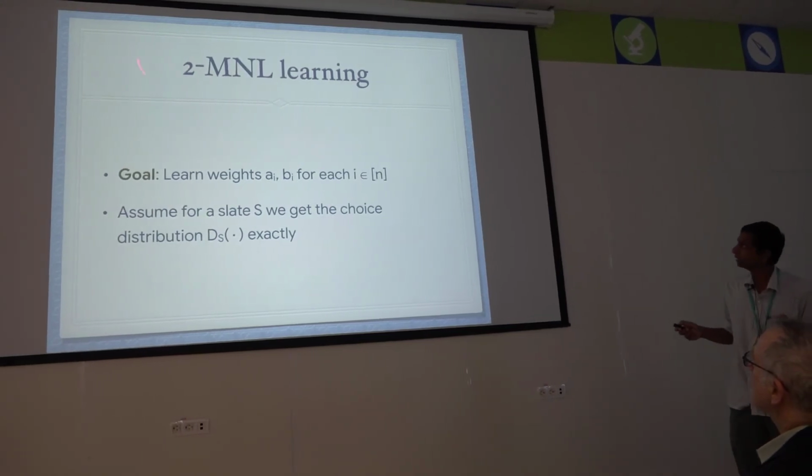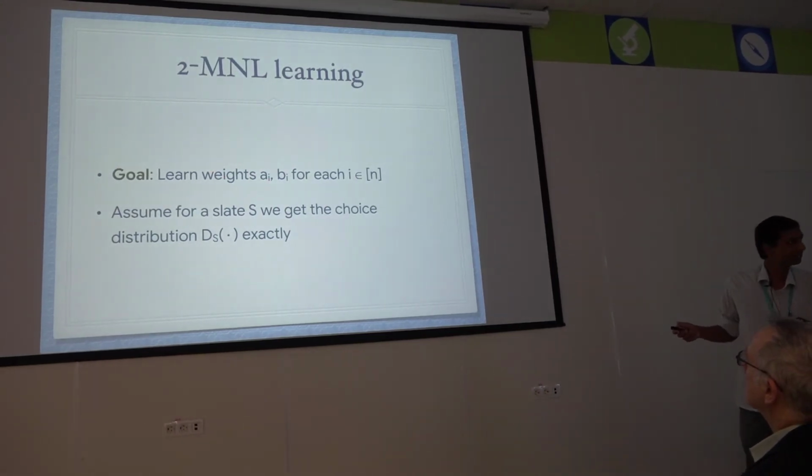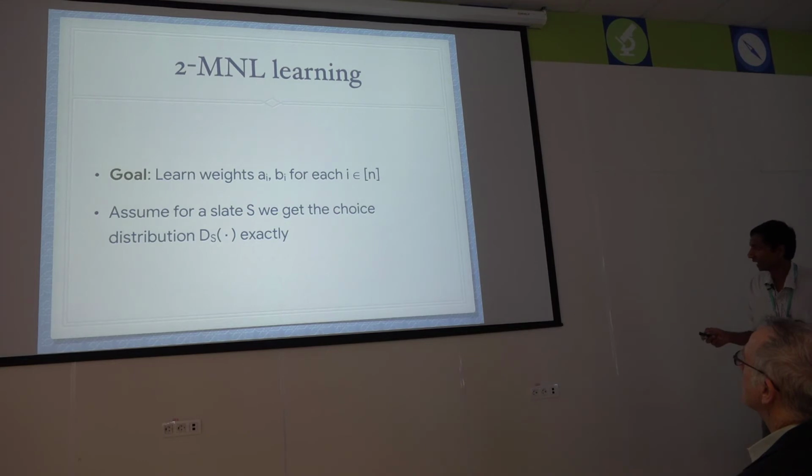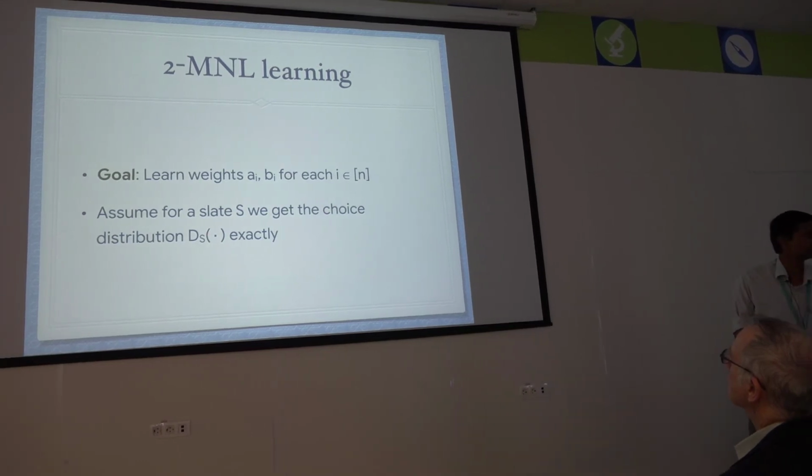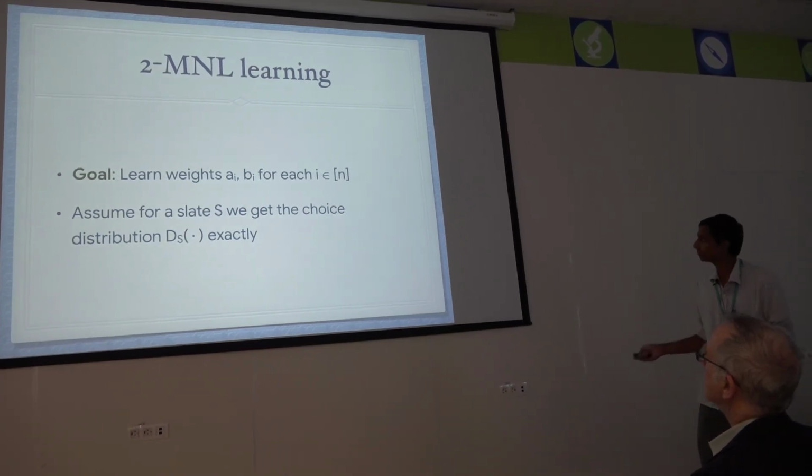How do you learn 2 MNLs? You have 2 weights for every item. How do you learn that? Okay, and again we'll assume that we get the max dist oracle. We have the distribution exactly.